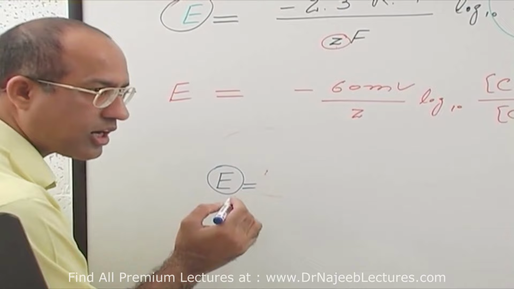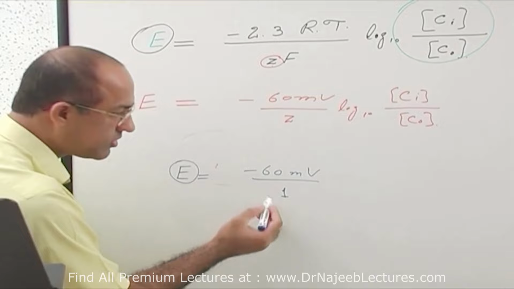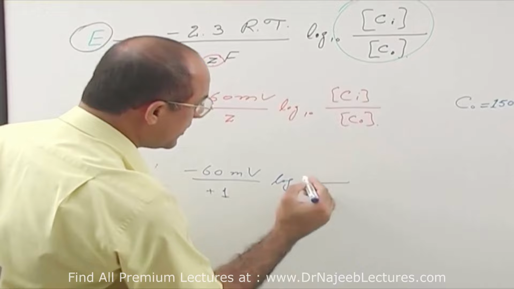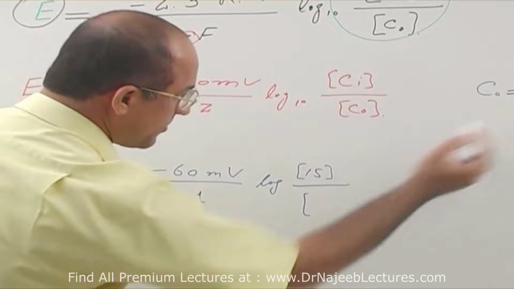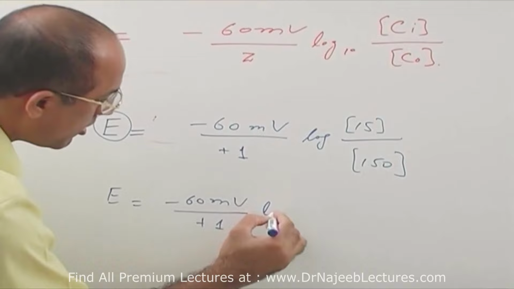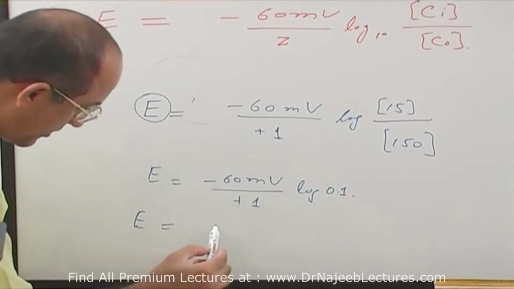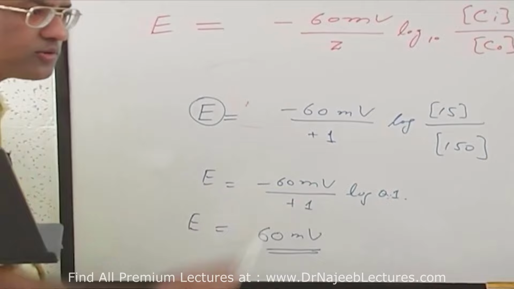So let's suppose that we are going to find the equilibrium potential, or electromotive force, for sodium. Same calculation: minus 60 millivolt by Z. Z here will be 1. Sodium is monovalent. Is that right? Log 10 of the concentration inside, 15, divided by the concentration outside, 150. You can resolve it like this: minus 60 millivolt by plus 1 log of 0.1. And then those mathematicians say it will resolve the total thing to something like 60 millivolt, because the log will disappear with this value. Is that right? So what does it mean?